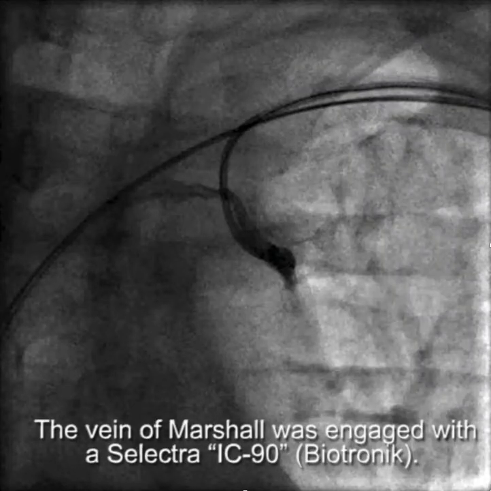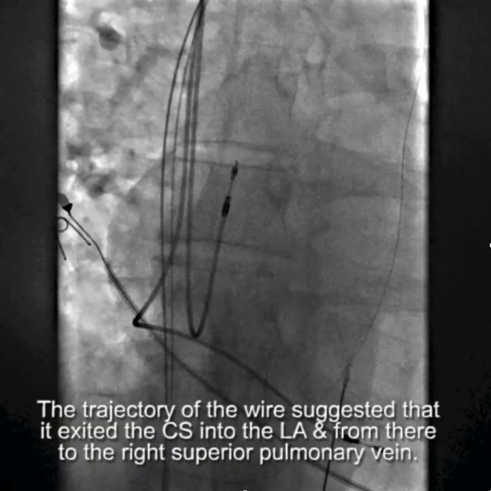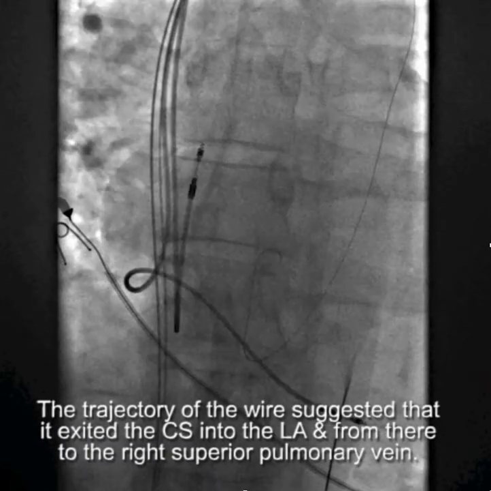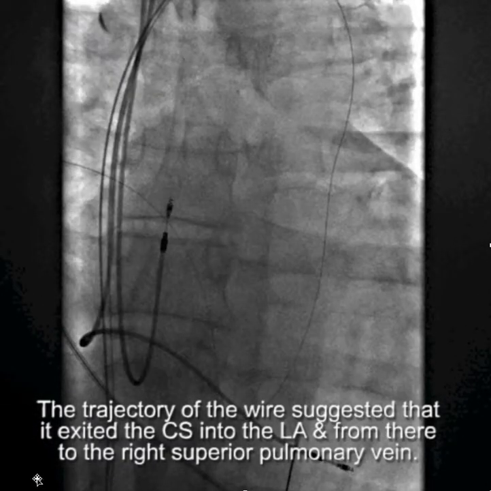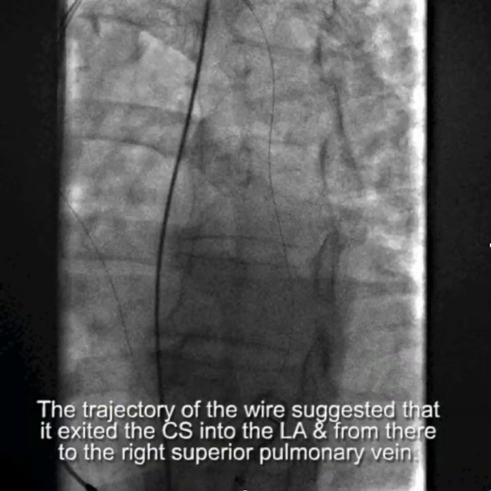Utilizing an IC90 from Biotronik, they were able to engage another venous structure off the subclavian, and this time the wire was advanced and went down into the coronary sinus, and you can see here out into what looks like the lung, which ultimately turns out to be the pulmonary vein.